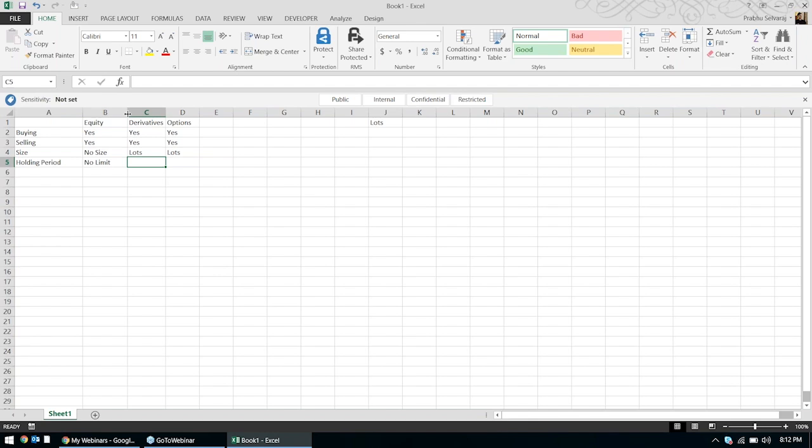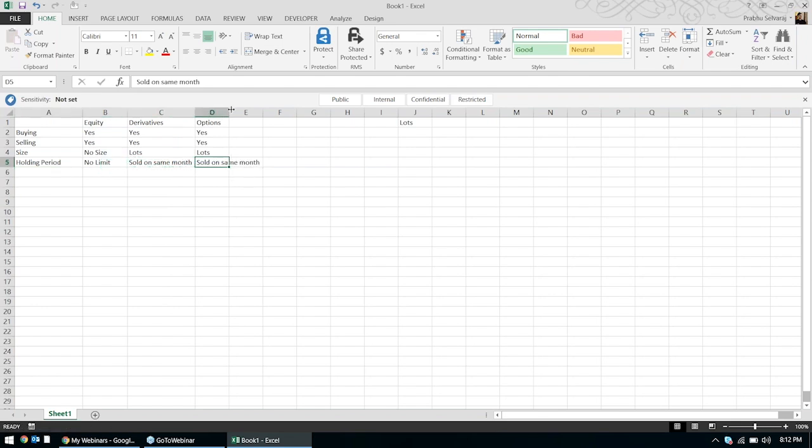But derivatives have to be sold. Derivative contracts have to be sold in the same month, or the contract whichever you buy. What are contracts? We will look into it. And expiry of contracts, we will look into that later. So as of now, holding period, you can hold any number of months or years in equity. Derivatives as well as options have to be squared off, nothing but sold off, in the expiry month in which you bought the contract. Usually contracts are available up to 3 months in advance.